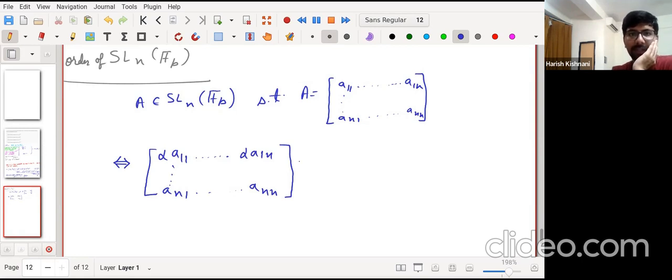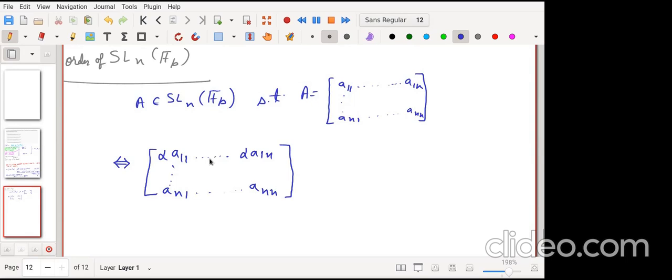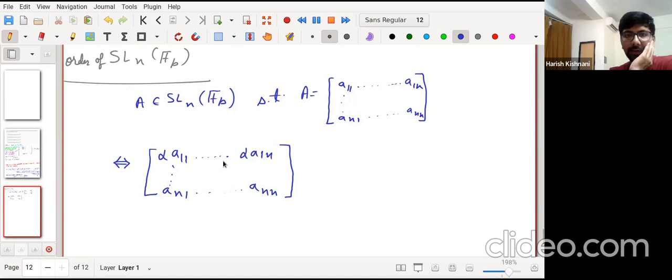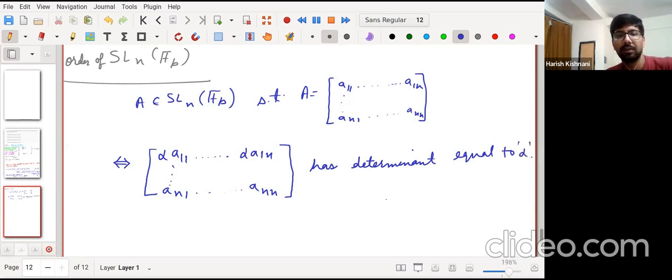This matrix is an element of SL_N(F_p), so its determinant should be 1. This matrix has alpha times the first row of A, and all other rows are the same. So this belongs to SL_N(F_p) if and only if this matrix has determinant equal to alpha, right? Because it has determinant the same as alpha times the determinant of A, and the determinant of A is 1 if and only if alpha times the determinant of A is the determinant of this matrix.